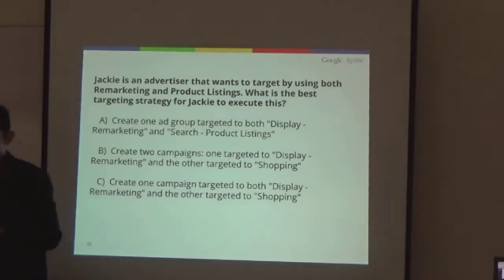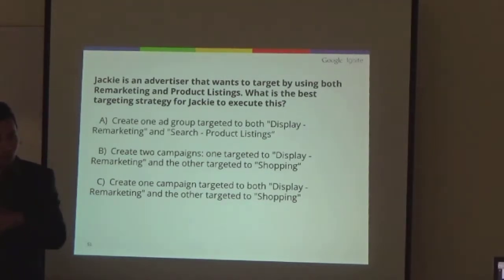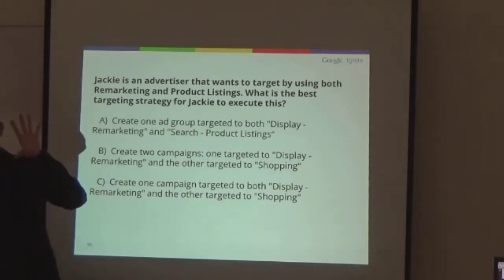So if Jackie wants to target using both remarketing and shopping or product listing, what is the best targeting strategy? A, create one ad group. You put display remarketing and search product listing all in one ad group? False. B, create two campaigns. One display, one search. The display goes to remarketing and the search goes into shopping. True or false? Can that be done in the first place? Two campaigns, one search, one display. Or C, create one campaign, targeting both display and search at the same time.